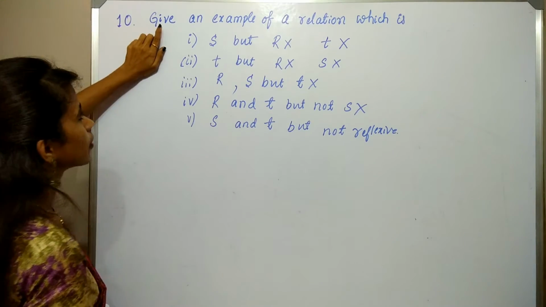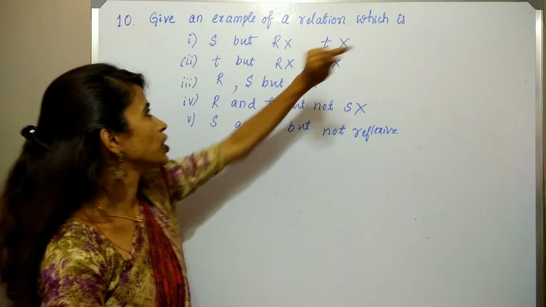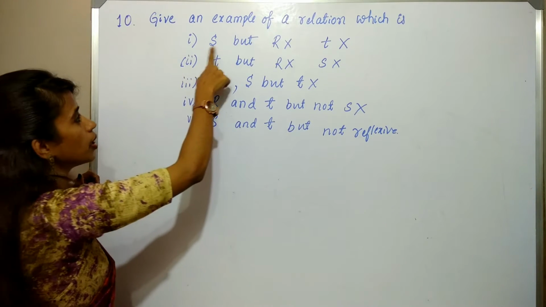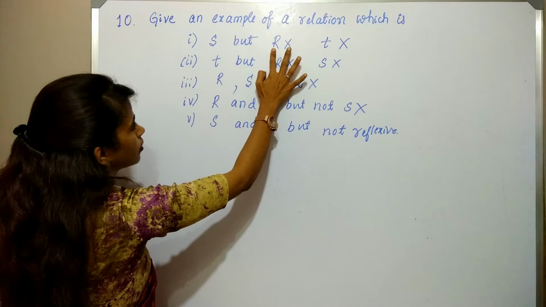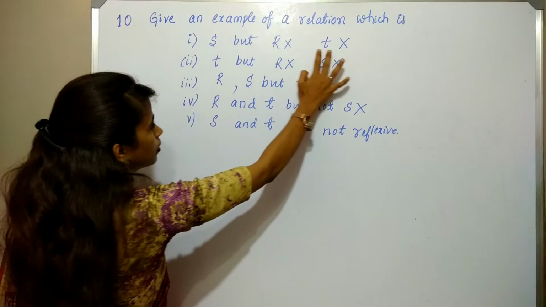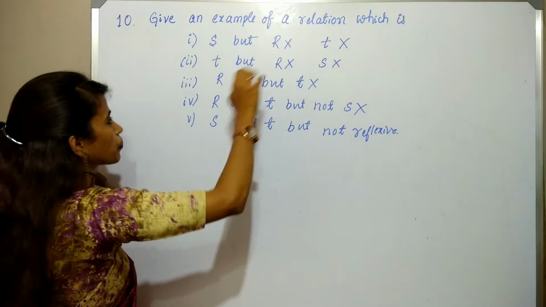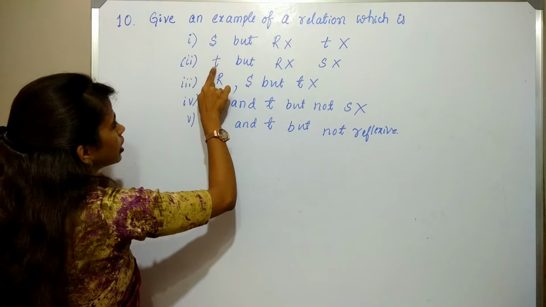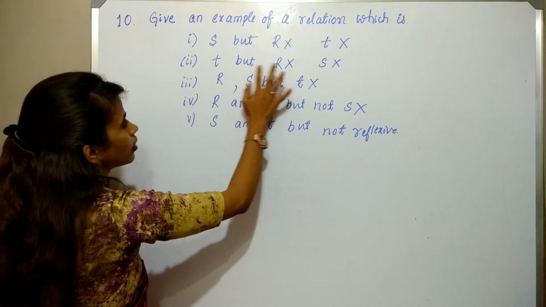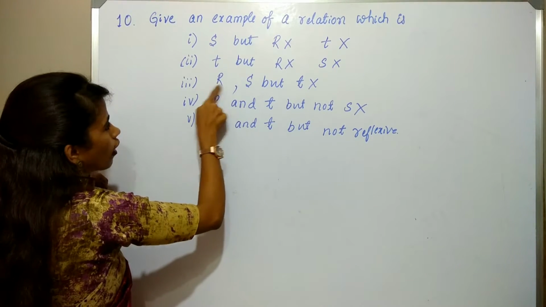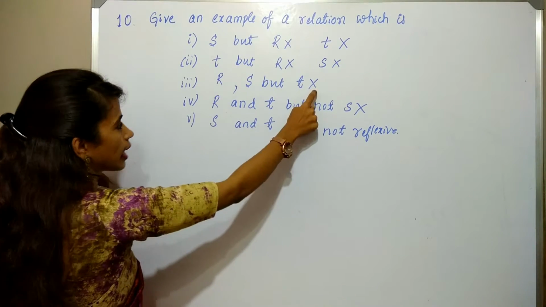10th question. Give an example of a relation which is symmetric. S stands for symmetric, but not reflexive, not transitive. Here cross represents not. Second question, that is which is transitive but not reflexive and not symmetric. Here R and S reflexive and symmetric but not transitive.